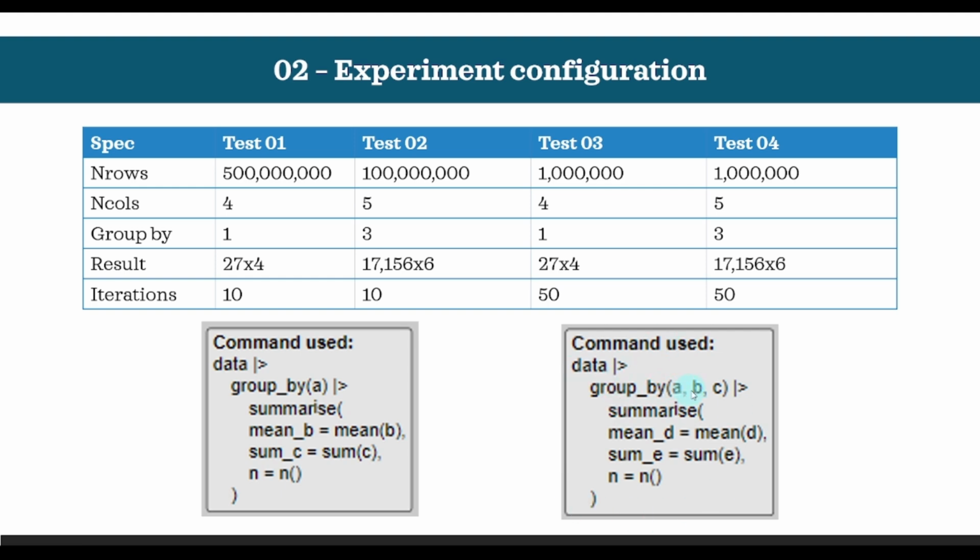So I group by 3 different columns and I get the summary of the other 2 columns. So the mean of D, the sum of E, and also the frequency. So in these 2 cases, the result was a table of 17,000 rows by 6 columns. And in this test that we have more rows, I ran only 10 iterations, and for this one I ran 50.